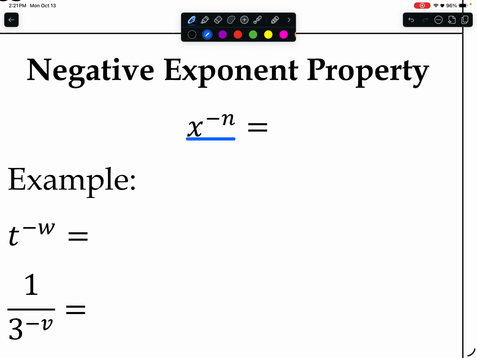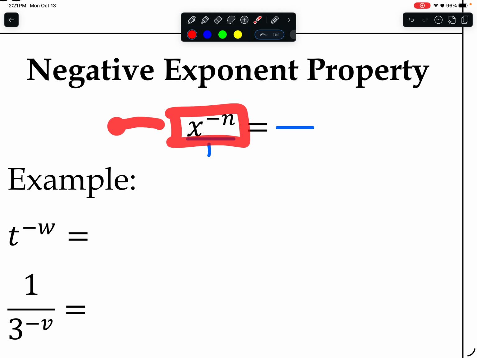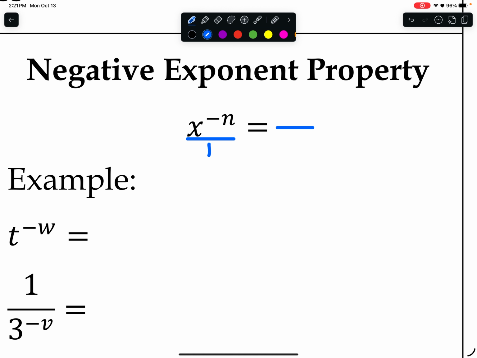So I'm going to rewrite this as x raised to the negative n all over 1. And then when I have a negative exponent, I'm going to move this value in the denominator. I'm going to move it to the, nope, it's in the numerator. I'm going to move it to the denominator. And then when I move it, it's going to become positive.